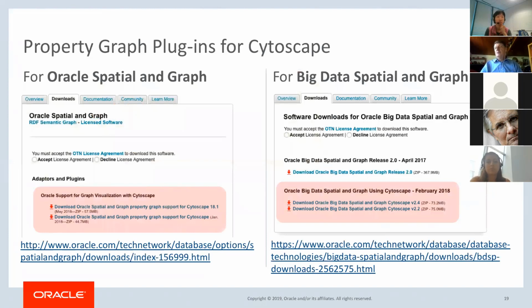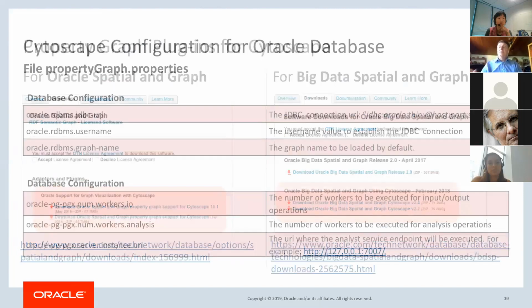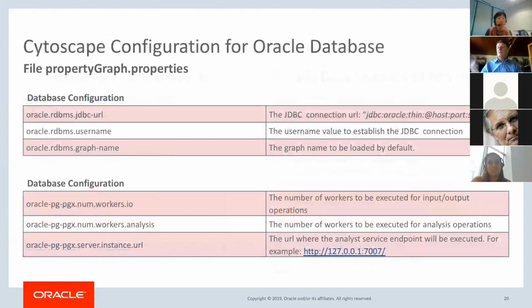And you see we have two versions of the property graph. There's one for the spatial and graph platform, and one for the big data spatial and graph. The only difference really between the two is that one of them allows you to read graphs to connect to a database. The other one allows you to connect to a big data platform, so essentially HBase or NoSQL. There's some configuration you need to do, or you can do, like setting up a database connection, username, name of graphs, and some configuration also on the server side, the PGX server that runs the analytics.